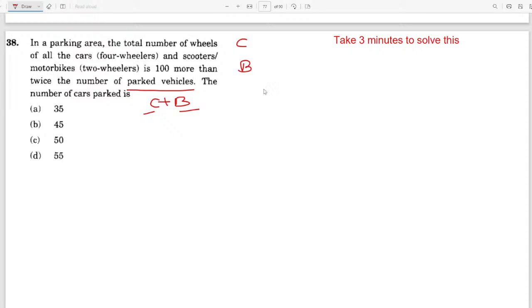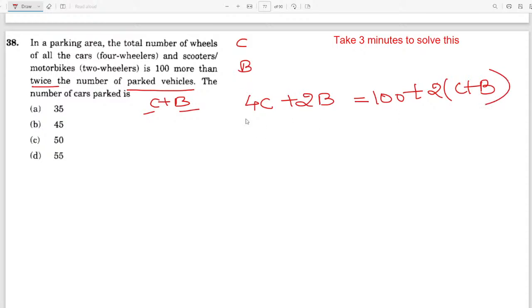So the total wheels are nothing but every car has 4 wheels, so 4C plus 2B. Every bike has 2 wheels, so it is 2B. This is equal to 100 more than the parked vehicles. 100 more than twice the number of parked vehicles. So this is 100 plus 2 into C plus B. So this is the equation that you have to solve. And we have 2 variables and we have 1 equation, but we'll see whether we can solve it or not.